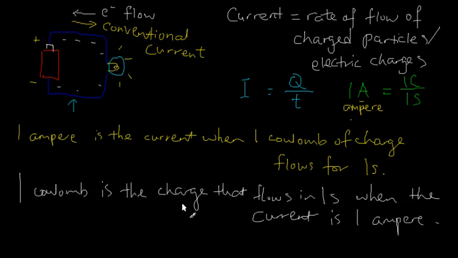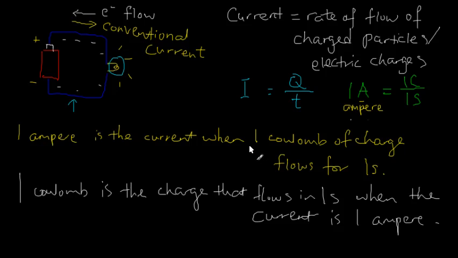Now, if you look at these two sentences, you might see a problem. It's like a circular argument. It's a bit like saying that happy means joyful, and joyful means happy. I actually saw this in a dictionary when I was a child. It doesn't really help. So we need something to break this circle, right? We can't just define an ampere using coulomb and then define a coulomb using ampere. There has to be a way out.